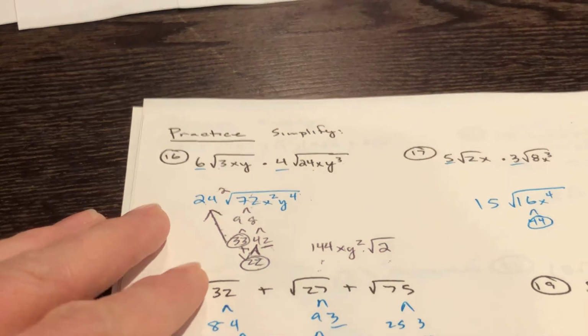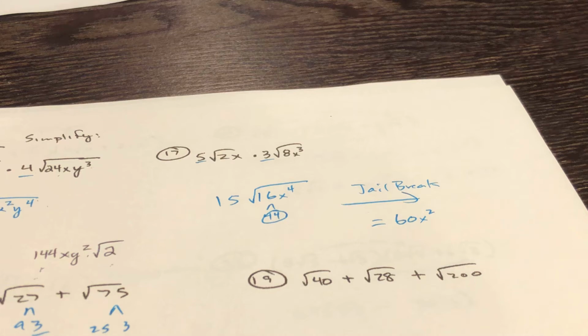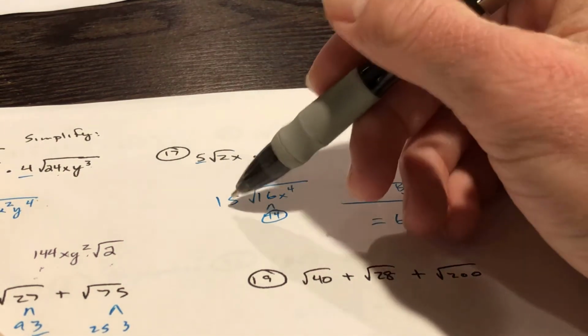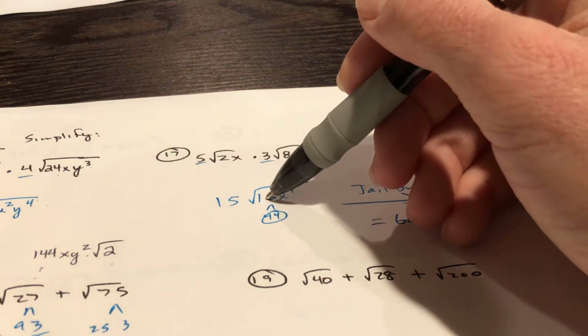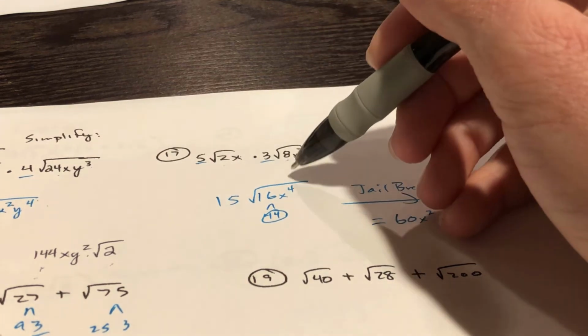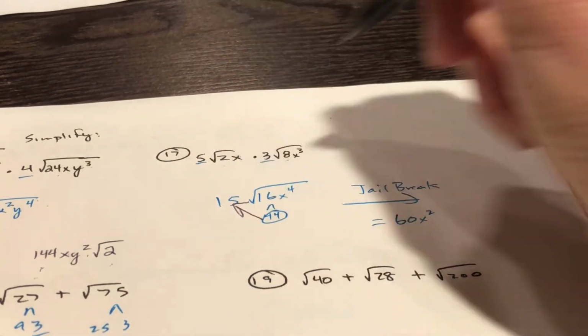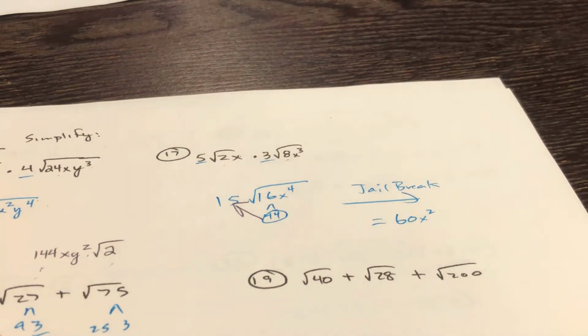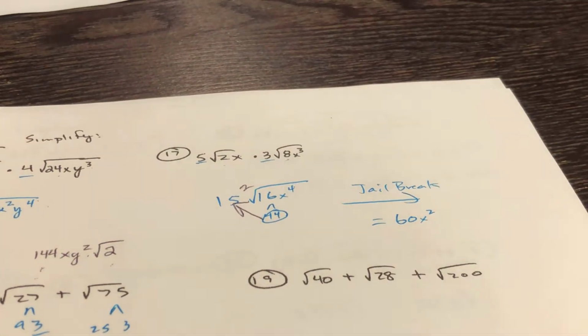All right. On 17. 5 and 3 gives you 15. 2 times 8 gives you 16 on the inside. X to the 1st times x to the 3rd is x to the 4th. The square root of 16 is 4, so 4 busts out of jail and multiplies with 15, gives you 60. We're going to have a jailbreak here because 2 goes into 4 twice exactly. Nothing remains on the inside of the radical.